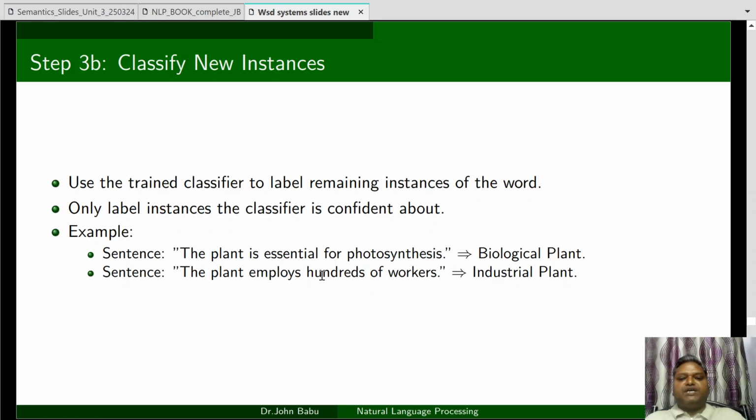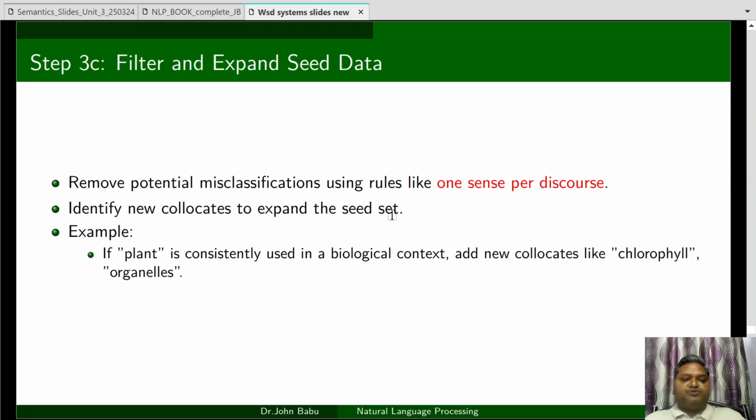Once we are done with training, we classify new instances, the test data, and use the trained classifier to label the remaining instances of the word. Only label instances the classifier is confident about. Then we may have some potential misclassifications in the test data. So check the principle of one sense per discourse or one sense per collocation, and remove the misclassifications.